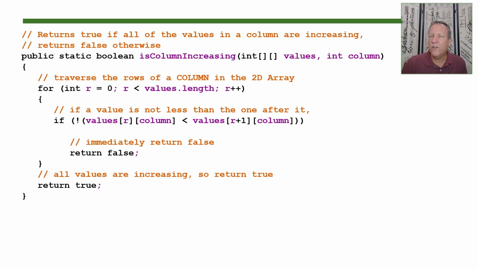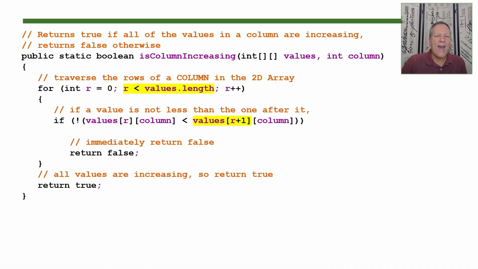Okay, we still have one problem here though. We still have to fix something. Can you spot what it is we have to fix? Yeah, right here with our current loop going up to but not including values.length, having values[r + 1], that's going to throw us out of bounds past the last row.